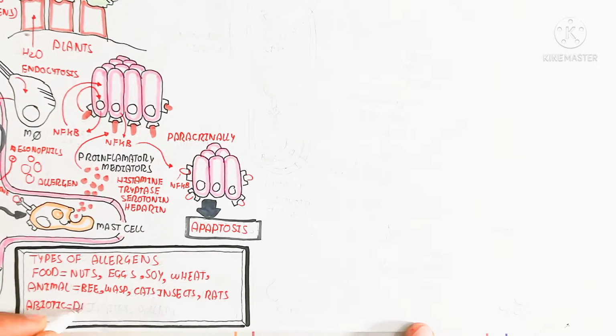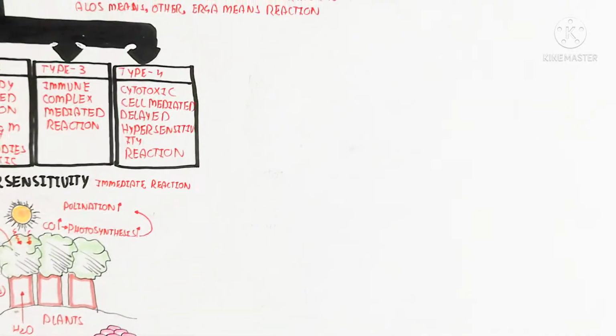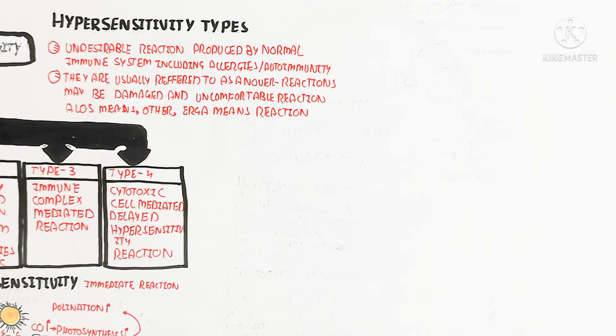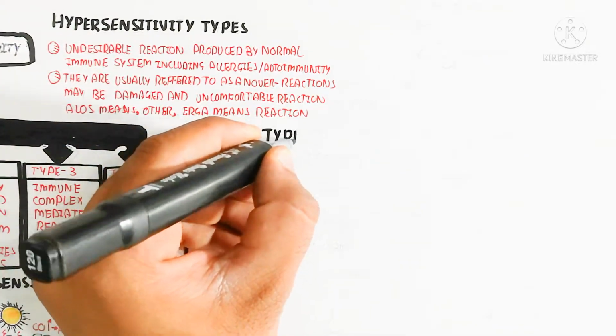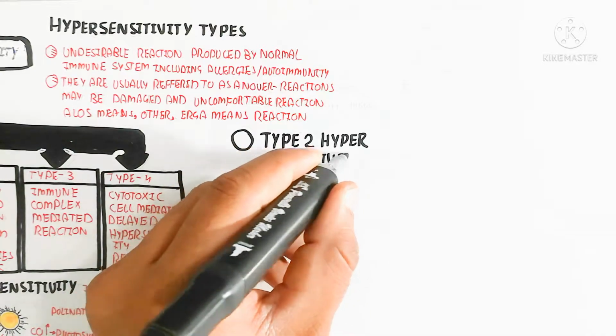So the types of allergen can be, for food: nuts, eggs, soy, wheat; for animal: bee, wasp, cats, insects, and rats. While the abiotic can be dust, latex, and pollen. Basically, pollen is also abiotic because it is inactive without fertilization.